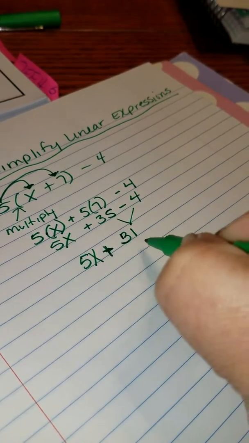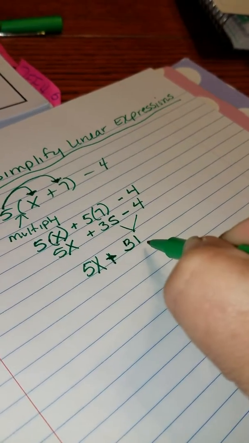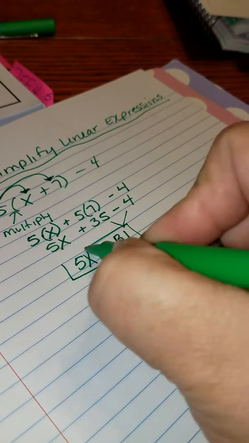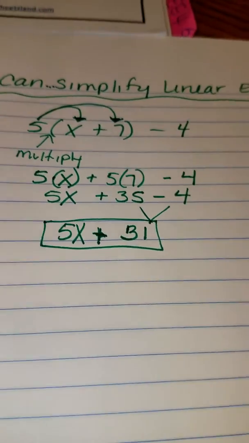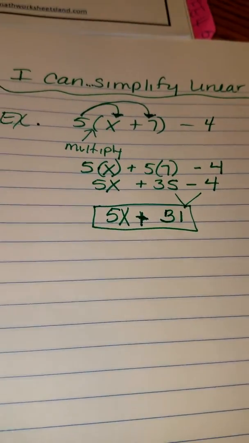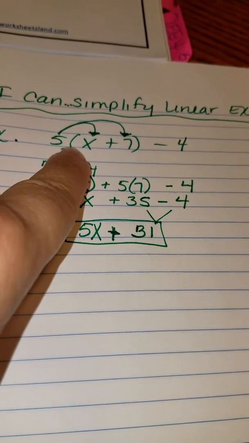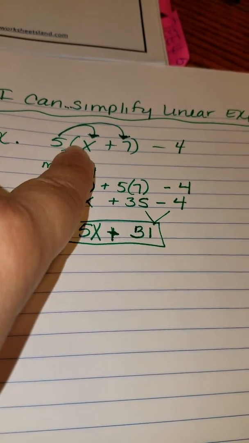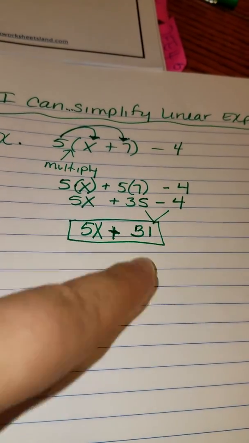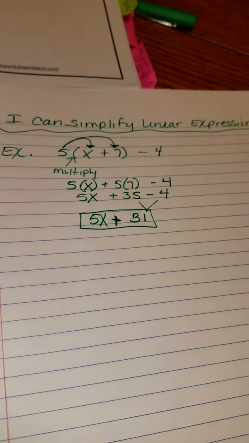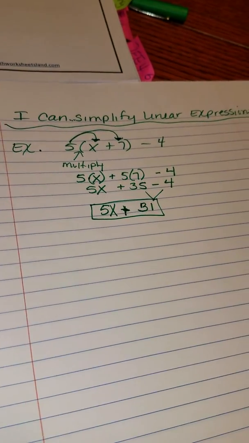These two things are two different terms. I cannot combine them, so I am done. I know it looks like that was pretty simple, but that's basically what it is. We went from something being very long and drawn out with parentheses and having to distribute to coming up with an answer that has just 2 terms in it. So that's how you would do example 1.